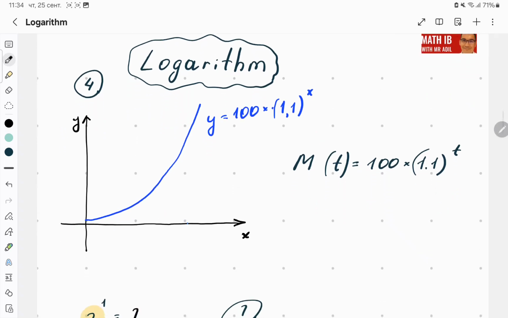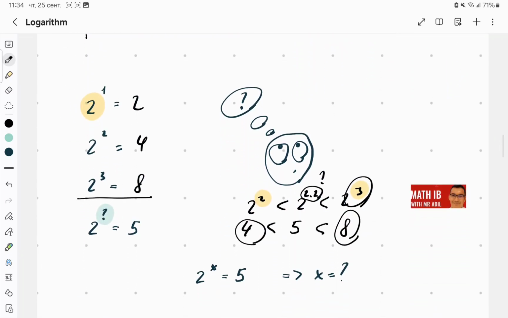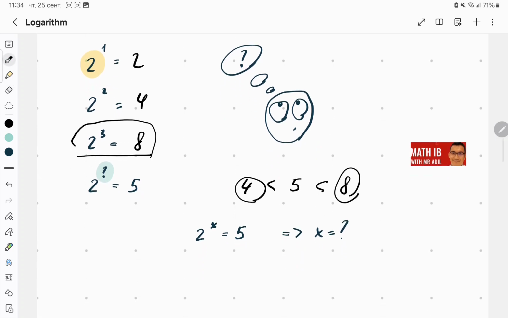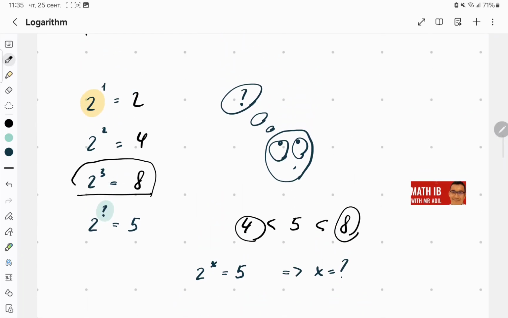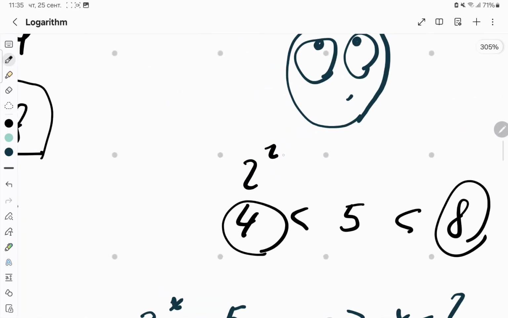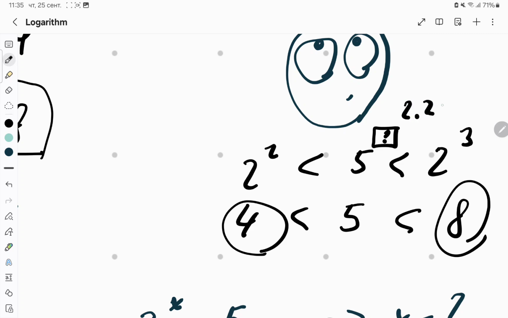First of all, let's introduce the concept of logarithm. How logarithm actually comes into our life. We can say that 2 in power 1 is 2, 2 in power 2 is 4, 2 in power 3 is 8, and what power gives us 5 if the base is 2? This is a question. First of all, we know that 5 is located between 4 and 8, and 4 is 2 squared, and 8 is 2 cubed. And what power do we have to put here to get 5? Probably it's something about 2.2.